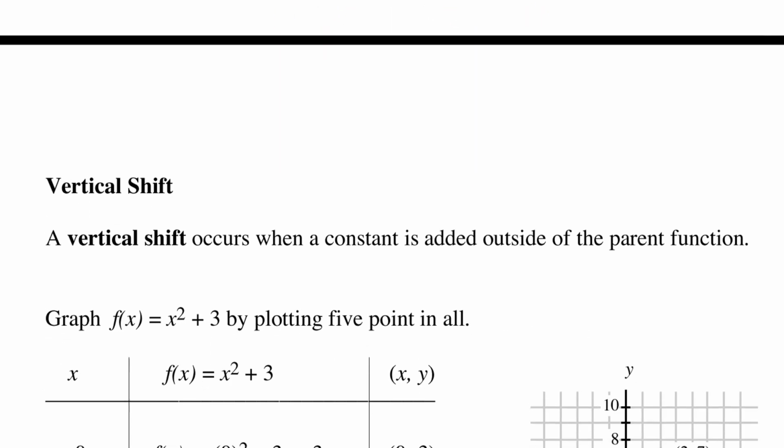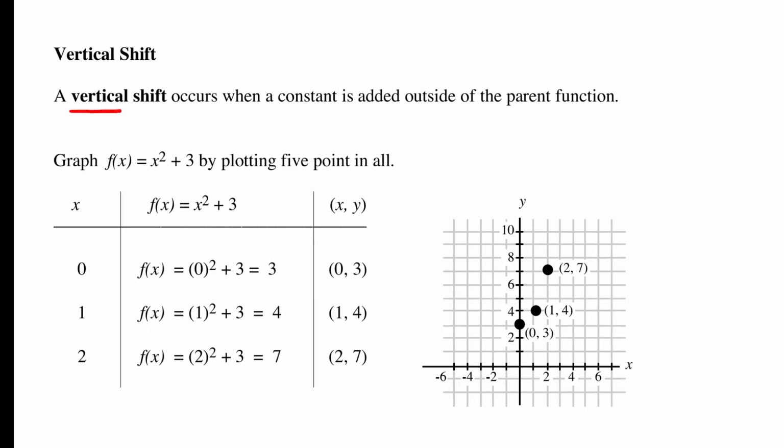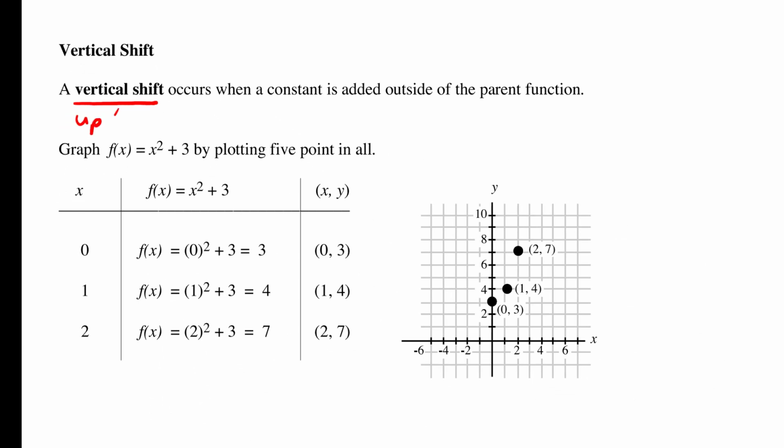All right, now let's talk about a vertical shift. Vertical means up and down. So it's taking the parent function, x squared, and shifting it upward or downward. That means adding a constant outside of the parent function, in this case, plus 3. Notice it's written after the x squared. And when we do all those calculations, the plus 3 is always after whatever number is being squared.